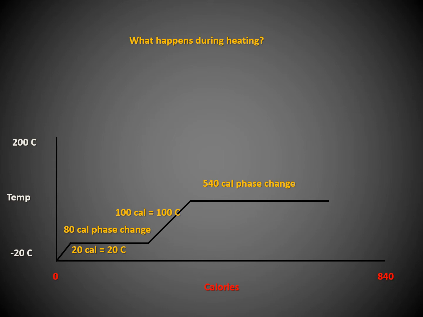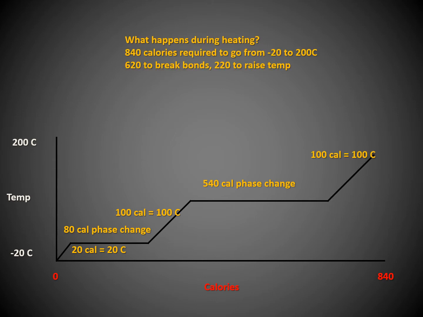We now have steam at 100 degrees. If we want steam at 200 degrees and we have a gram of it, we have to add in another 100 calories. So total of 840 calories, 220 just to change the temperature, but 620 to change phase.